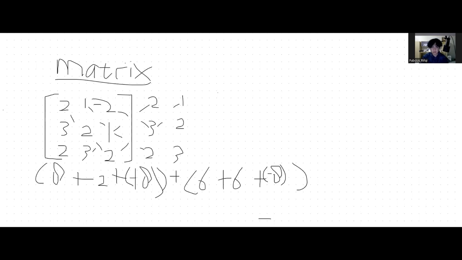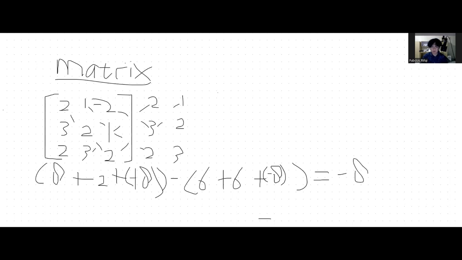8 plus 2 is 10. 10 plus 18 is 28. 6 plus 6 is 12, and 12 plus 8 is 20. Now, this is not supposed to be plus, it's supposed to be minus right here. So after we count all up, this was 28, and this was 20, meaning that 28 minus 20 is 8.